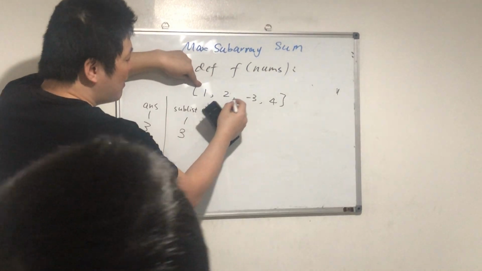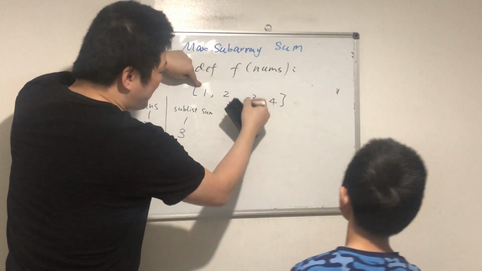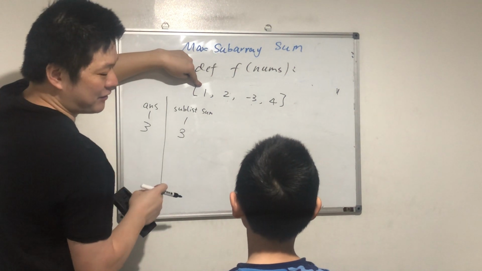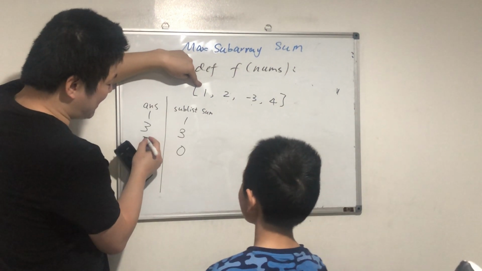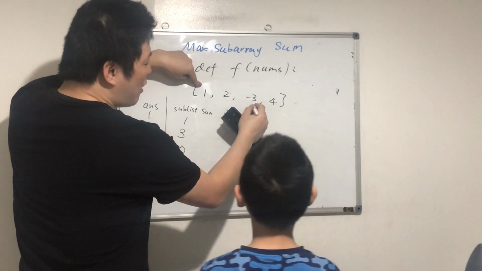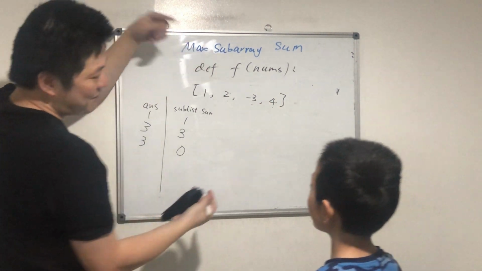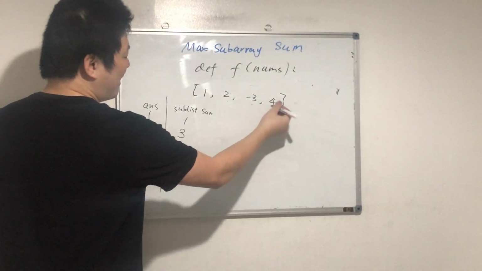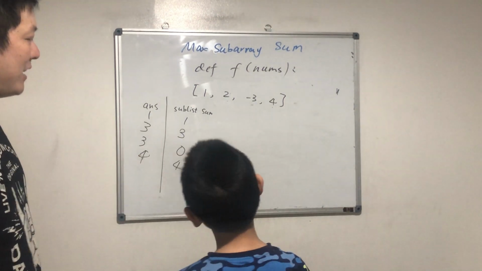And then now minus 3. I can pick minus 3 alone, or I can use the previous plus minus 3, so it's 0, right? Which is better? 0 is better. I put a 0 here, and the answer is still 3 because 0 is not bigger than 3. Okay, and then 4. 0 plus 4 is 4, or I can pick 4 alone. It's the same answer either way. Okay, so we got it, right?